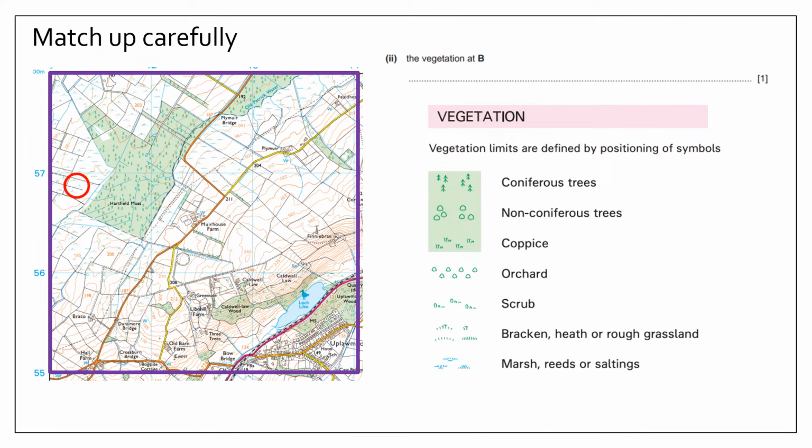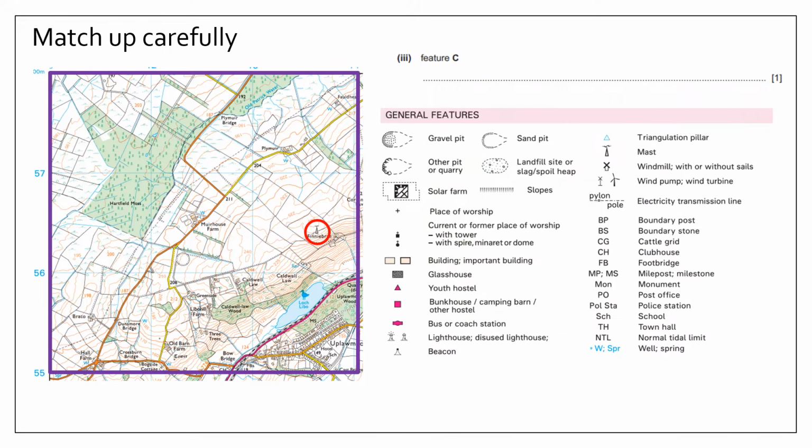Next one is the vegetation at B. So I'm going to go to the vegetation part of the key. Again, this one's slightly trickier, and it looks to be something like bracken, heath or rough grassland. So I'm going to put one of those in. I'm going to put bracken. For feature C, we're looking at a mast, so I'm going to put mast.